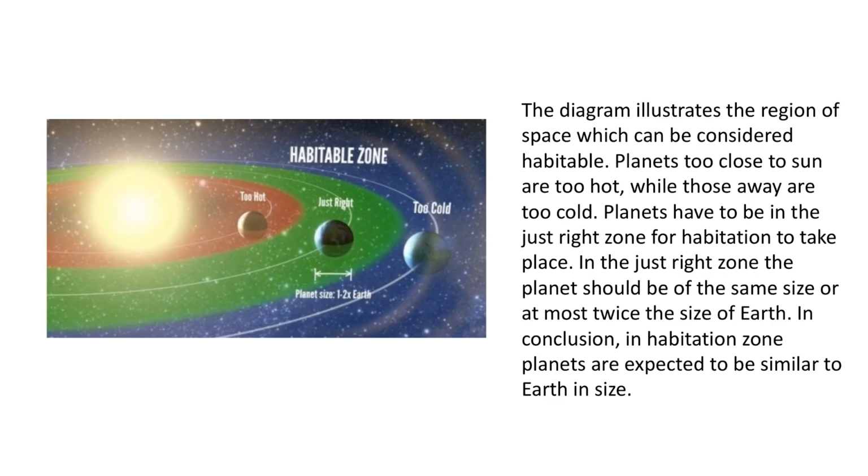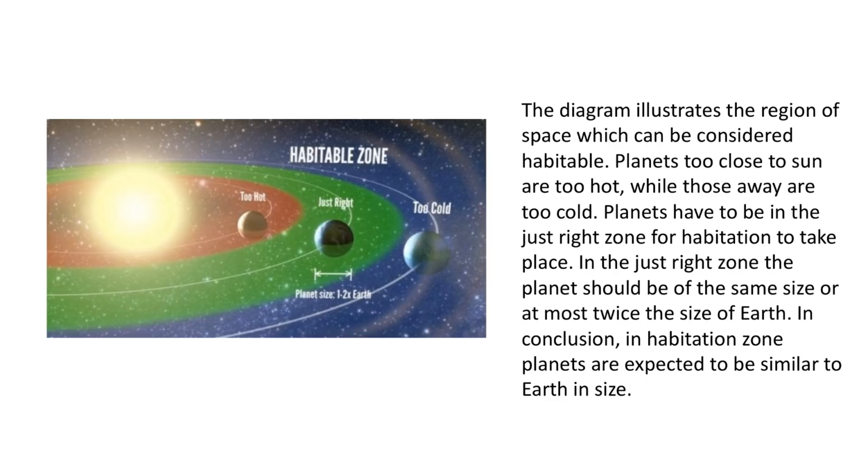If you're not able to come up with something like that, you can just say that on one side of the right zone it's too hot, and on the other side it is too cold for life to exist or for a habitat to exist. And another important point here is that the diagram is telling us what the size of the planet in just right zone is. So it says that should be of the same size or at most twice the size of Earth. So 1 to 2x Earth. That should be the planet size.